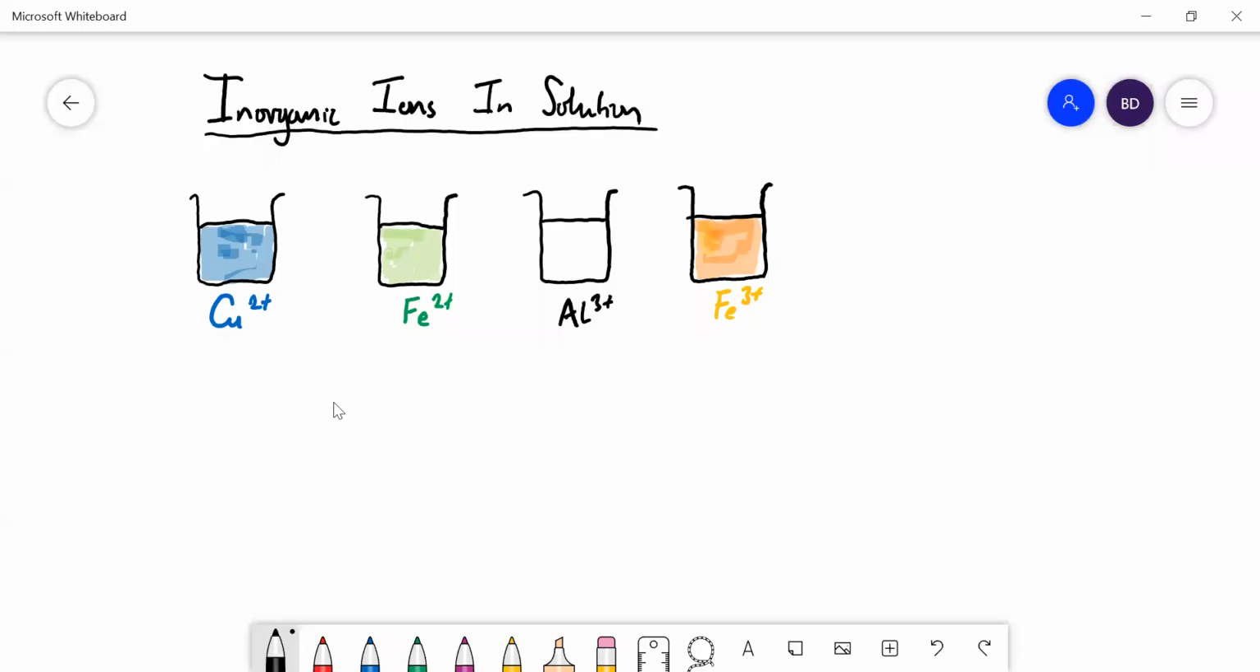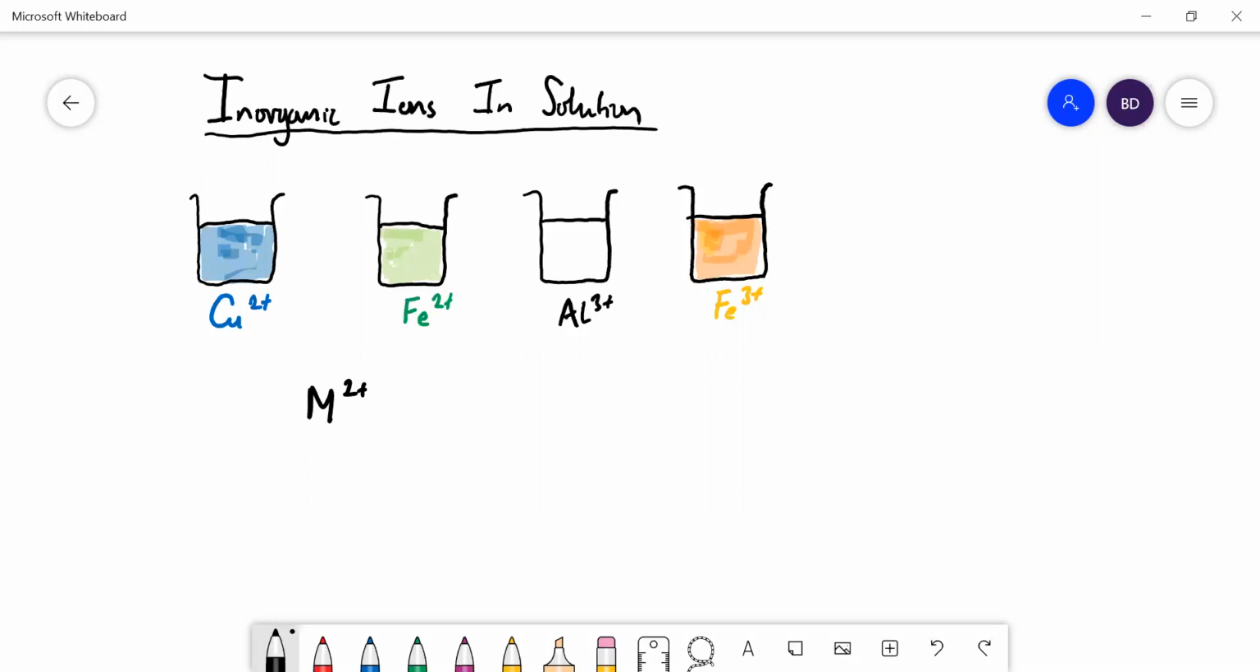Okay, this topic is the last topic in the inorganic chemistry section, and it's called inorganic ions in aqueous solution. We're given two examples of M2+ ions, and you need to know these colors. Copper is a nice blue color, as in copper sulfate. And Fe2+ is a very, very pale green, quite a nice color.